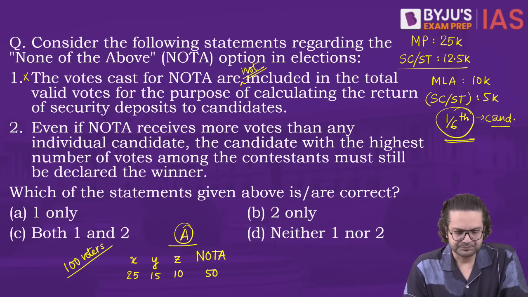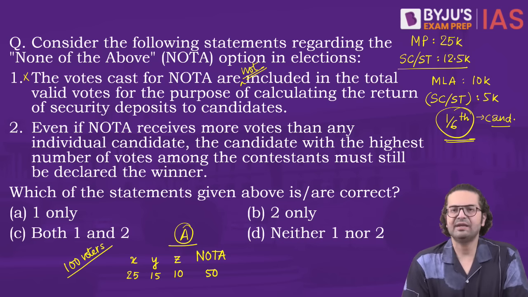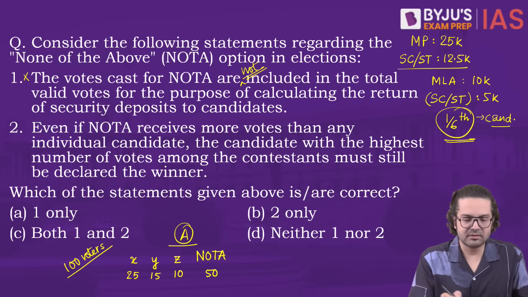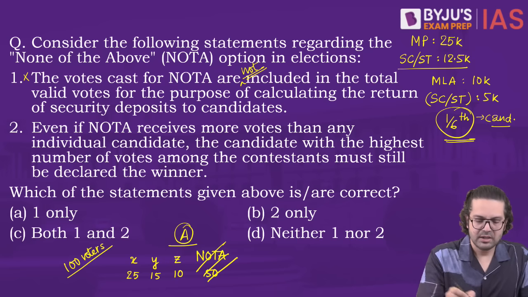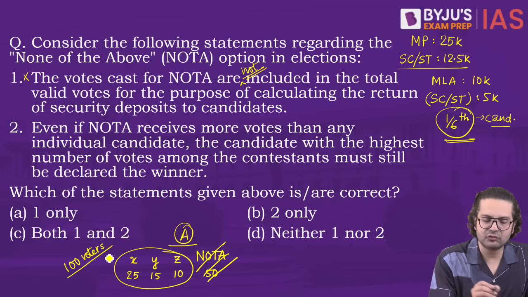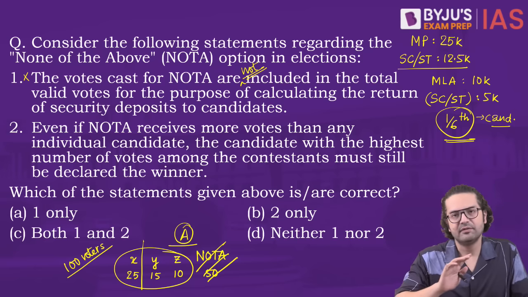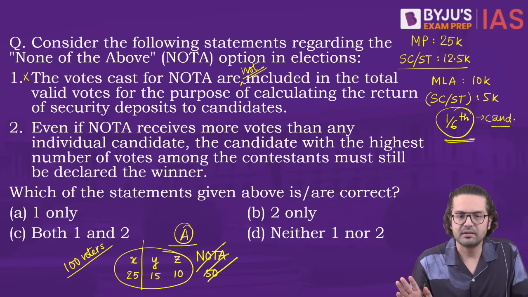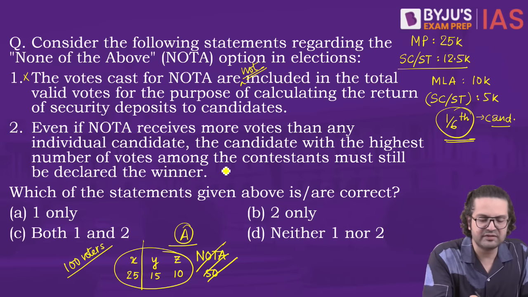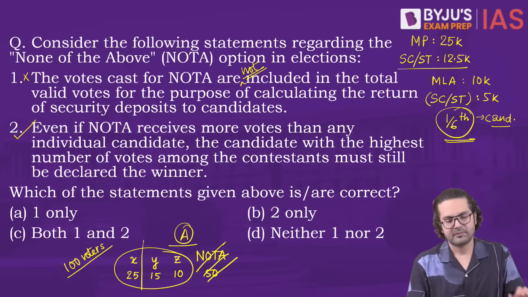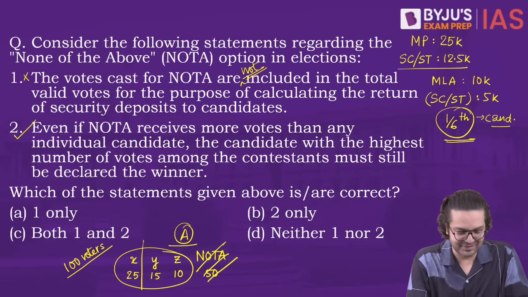In this case also, who has received the highest votes? NOTA. What to do now? Does not matter. Remove the votes of NOTA. Amongst the candidates, who has received the highest number of votes is declared the winner. Are we clear? So yes, even if NOTA receives more votes, the candidate is declared the winner. Right? How nice a system. What's the point of NOTA then?